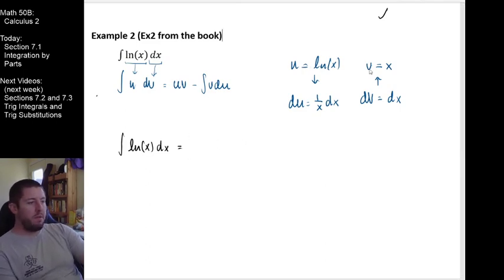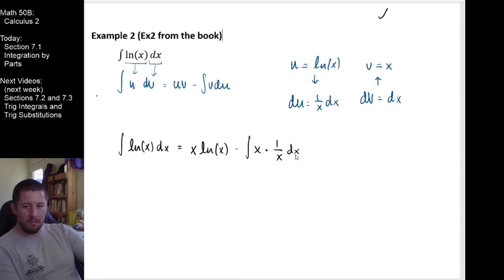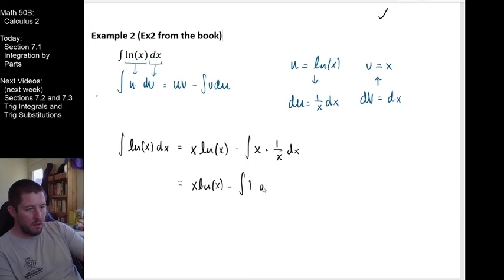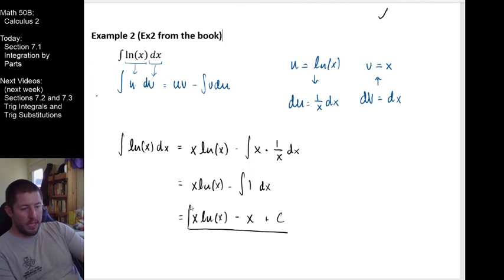U times v, well, that should be natural log of x times x, or x ln x, minus the integral of v du. V is x. Oh, and how nice is that? Oh, man, that's nice. x times 1 over x, well, I can do that. Pretty cool. Wow, did that second integral turn out nice.